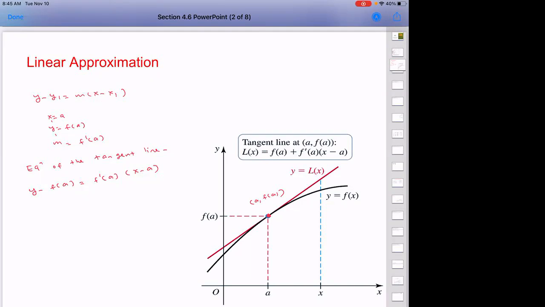Now if you solve this equation for y, what do you get? f of a plus f prime a times x minus a. We call that L, you see here, L for linear approximation. So it is nothing other than the equation of the tangent line at the point P.